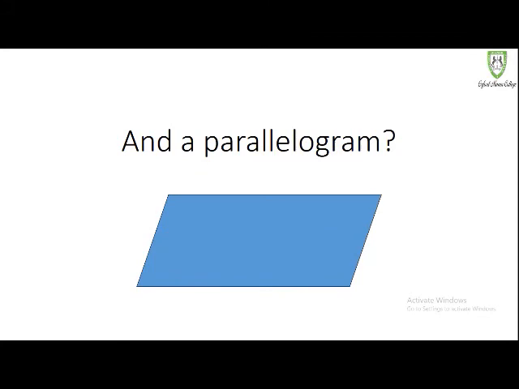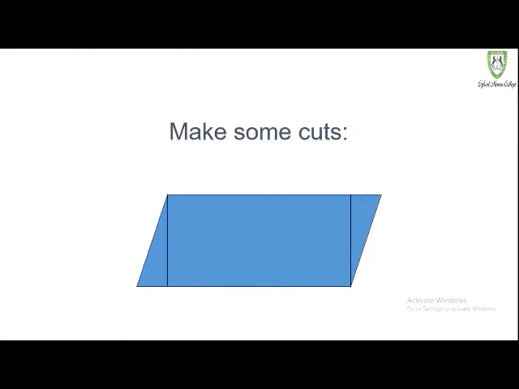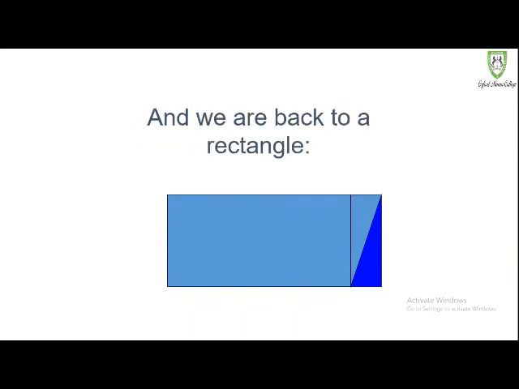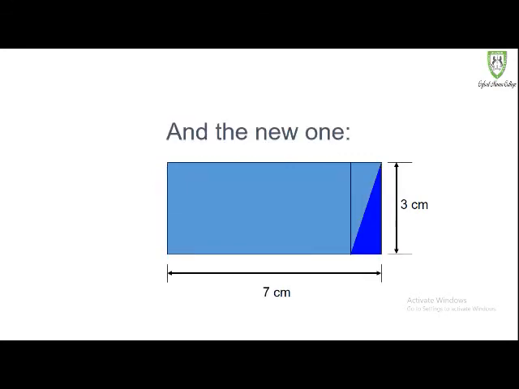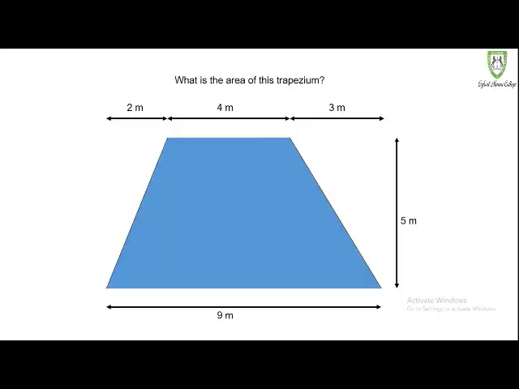Let's take a look at this parallelogram. When you cut out this, you have this, and the original shape is 7 as the base and 3 as the perpendicular height. Alright, so the area is 7 times 3. Okay, this is a trapezium.